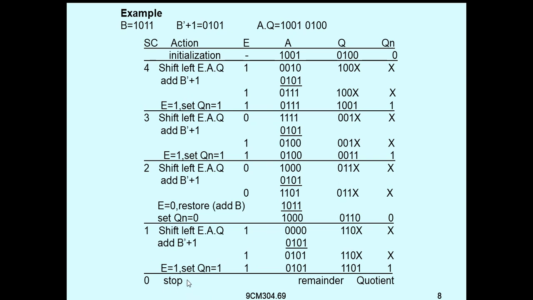So here e equal to 1, set q1 equal to 1. So this comes as 1, this comes as 1. Then after decrementing the sequential counter value, SC becomes 0. Once SC becomes 0, it means stop our process. Whatever value is placed in the AQ registers is the result. Whatever value is held in A is the remainder, and whatever value is held in the Q register is the quotient.